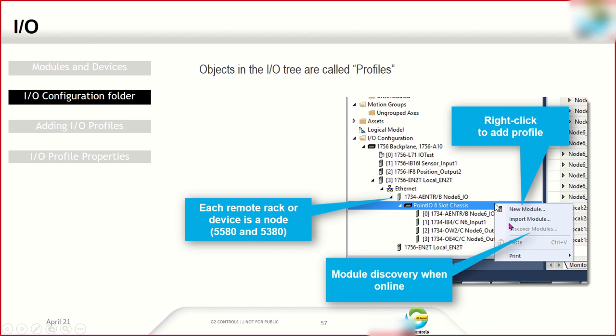If you are online to the controller, you can directly discover the modules, and you can directly browse all the IO configured in the remote network, and import them under the Ethernet tab below.